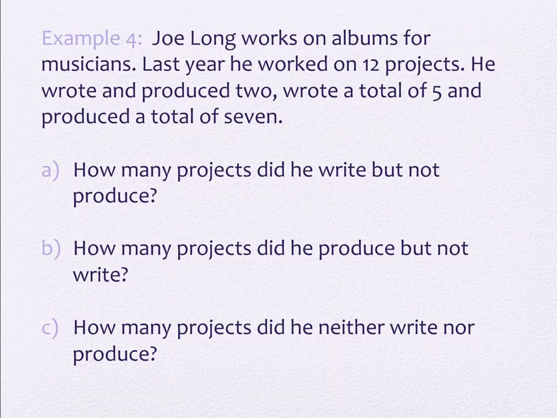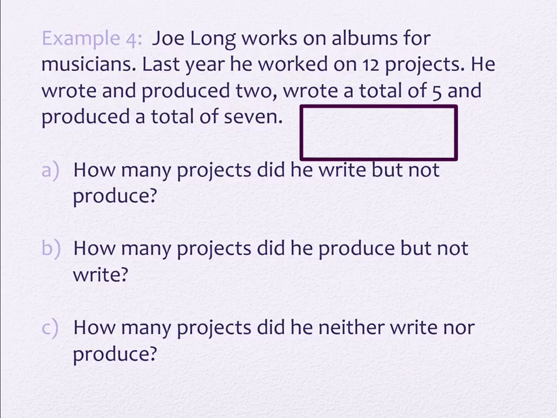All right, so we've got a couple of examples for how we use this. We've got Joe Long. Joe Long works on albums for musicians. Last year, he worked on 12 projects. He wrote and produced 2. He wrote a total of 5, and he produced a total of 7. We've got some questions that we're going to answer, but those questions will be much easier to answer if we create a diagram to organize the information. So we are going to create a Venn diagram.